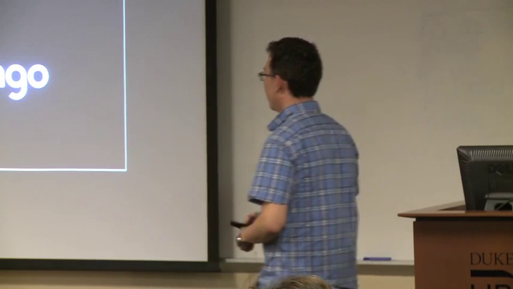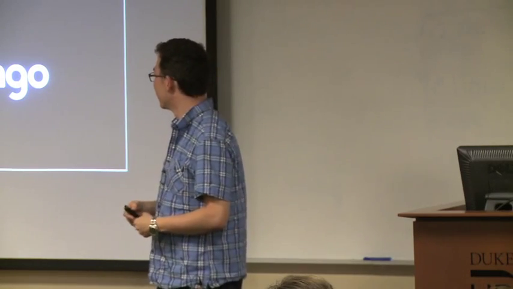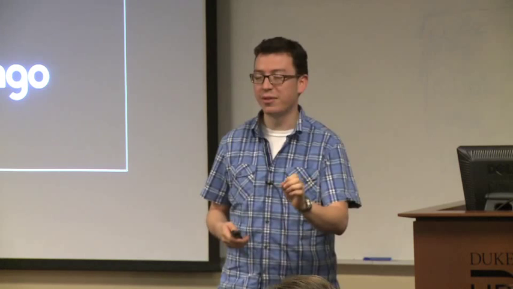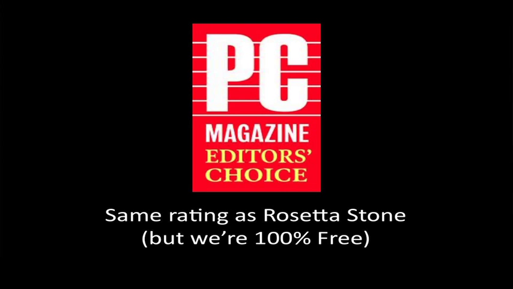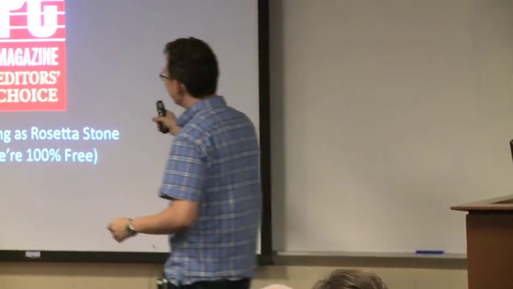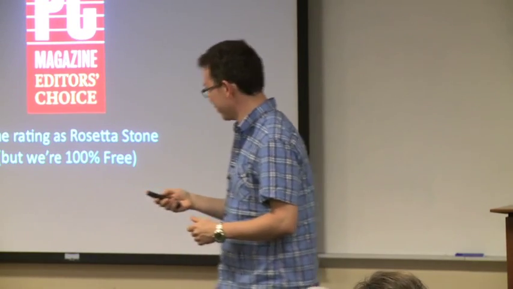Now, in terms of learning a language, how good is it? Really soon after we launched, PC Magazine made us their editor's choice for language learning and gave us the same rating as Rosetta Stone, except, of course, we're 100% free, whereas Rosetta Stone costs between $500 and $1,000. Now, the most amazing thing about this, to me at least, was that PC Magazine is still in business, or that's still around.